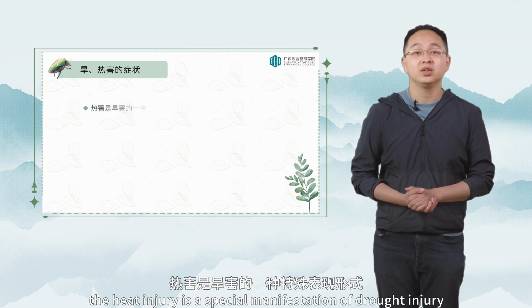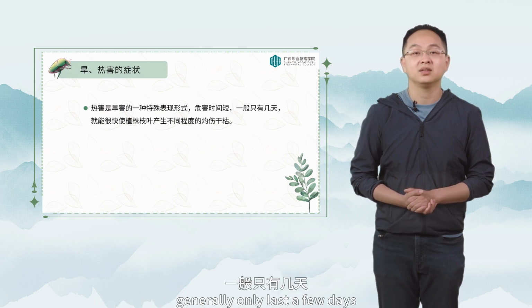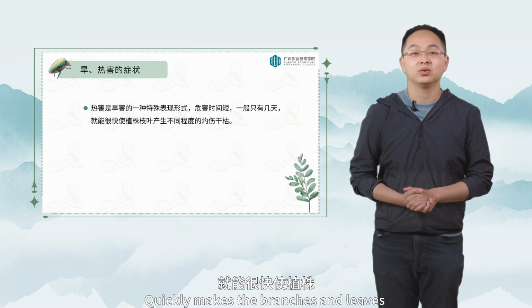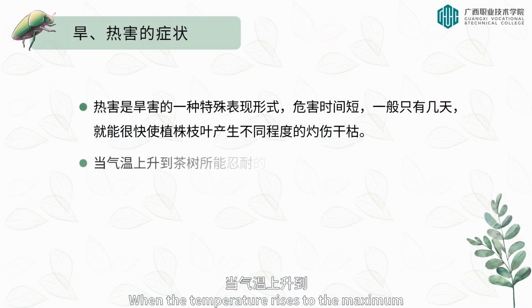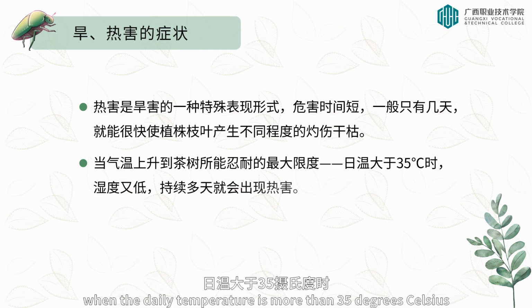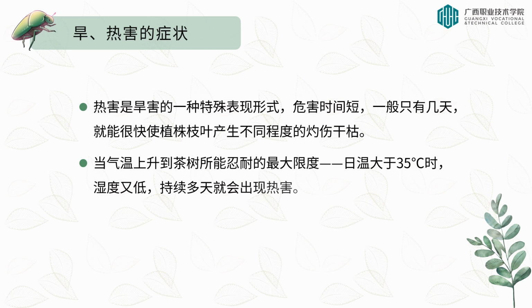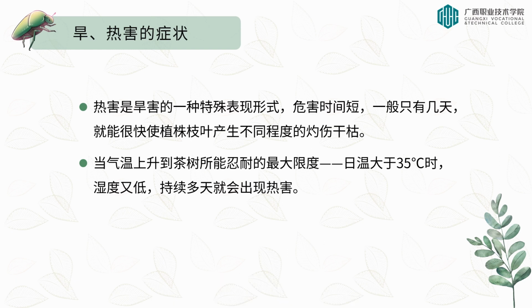The heat injury is a special manifestation of drought injury. The damage time is short, generally only lasting a few days, and quickly makes the branches and leaves of plants burn and dry to varying degrees. When the temperature rises to the maximum the tea trees can endure, with the daily temperature more than 35 degrees Celsius and the humidity low, heat damage will occur for many days.